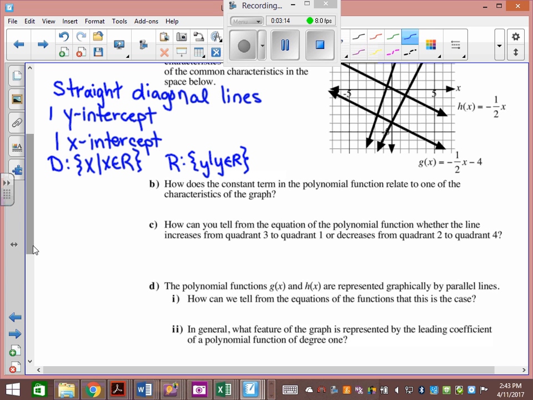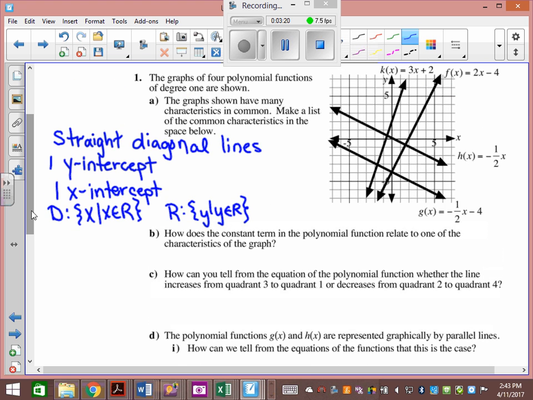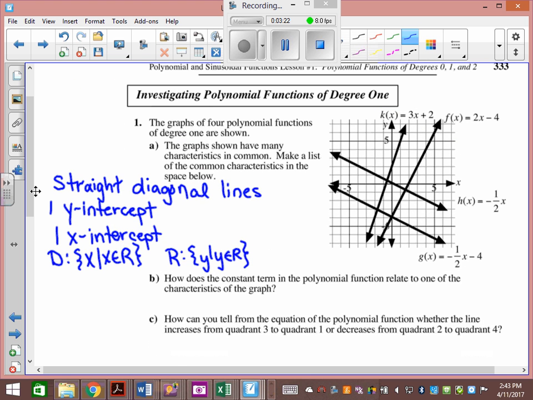How does the constant term in the polynomial function relate to one of the characteristics of the graph? The constant term is the one that doesn't have a variable, correct? So this one's constant term is 2. This one's constant term is -4. This one has a constant term of 0 because it doesn't actually have one. And this one has a constant term of -4. Is there anything on these graphs that matches those numbers from what you've learned before?